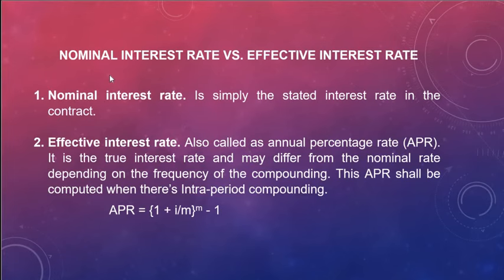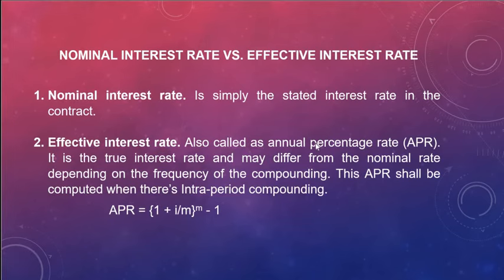Okay? Now we have the concept of nominal interest rate and effective interest rate. So what is the difference between the nominal interest rate and the effective interest rate? When we say nominal interest rate, class, it is simply the stated interest rate in the contract. So when it says 10%, the nominal interest rate is 10%. So in short, it's the interest rate that is stated in the agreement. It does not take into consideration the effect of compounding.